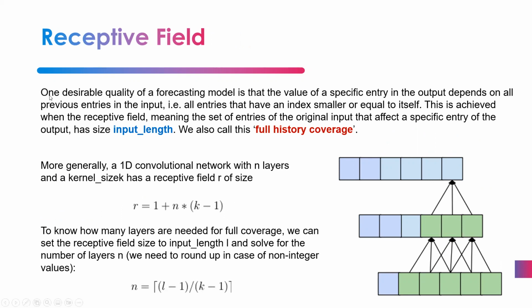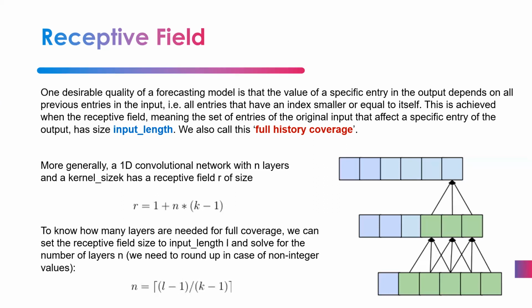So one desirable quality of a forecasting model is that the value at a specific entry in the output depends on the previous entries in the input. Let me explain again. What this text is saying is, as an example, if you are estimating the 10th element from the output, it's really desirable that you can use the 10th element from the input and all the previous historical values before the 10th. And that can be any number, not only the 10th. So basically, all entries that have an index smaller or equal to itself are usually desirable to be included, all of them, when doing forecasting problems.